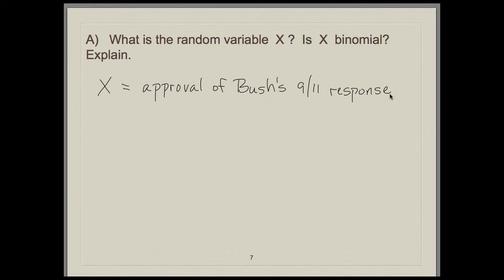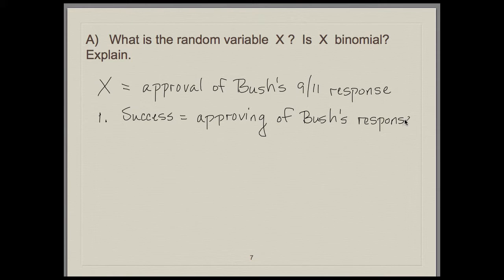So if we want to determine if it's binomial, remember that there's 4 criteria that need to be met in order for a distribution to be binomial. First of all, there must be identified a success and a failure. Well, success, I guess, could be identified as approving of Bush's response, if a person approves of his response. And that means a failure, of course, is then not approving, does not approve.